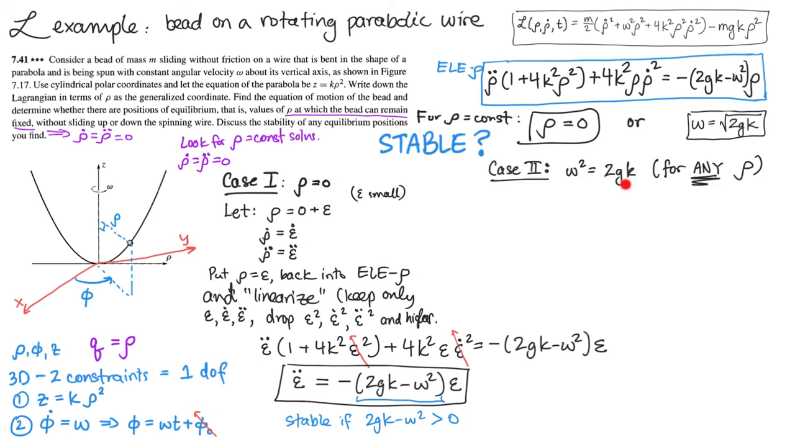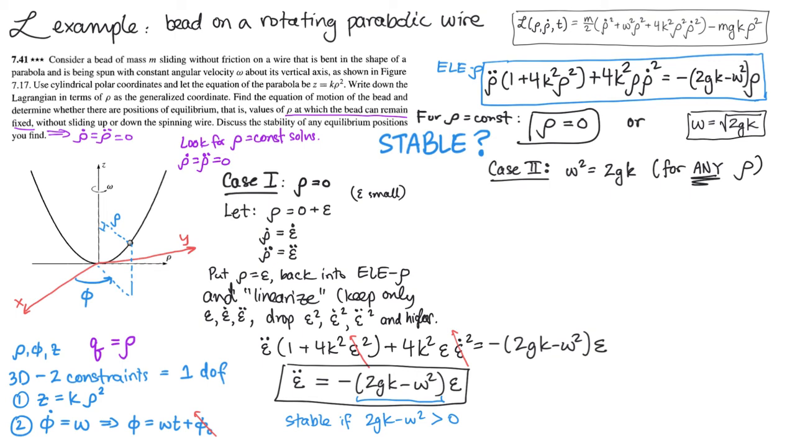So the condition here is omega squared equals 2gk, and it does not depend at all on rho. So we can't really do an expansion in rho, because we could be anywhere on this parabola and move even large amounts and still be in an equilibrium. But we want to find out if it's a stable equilibrium or not.